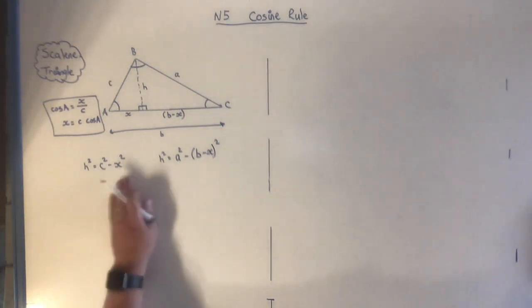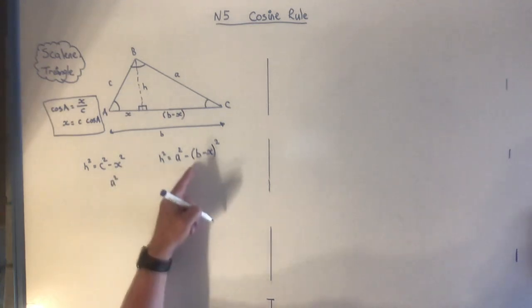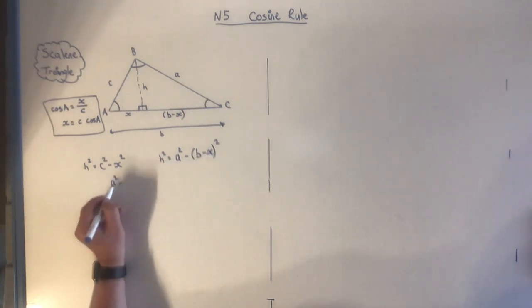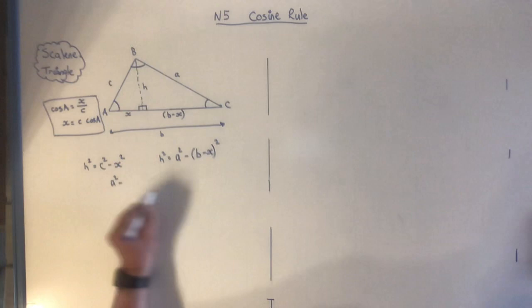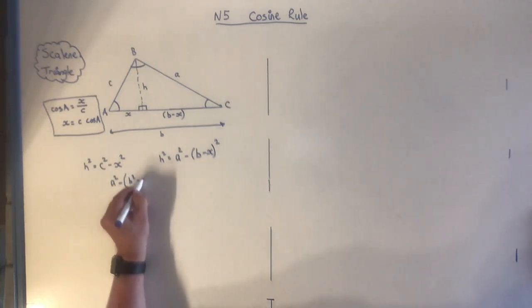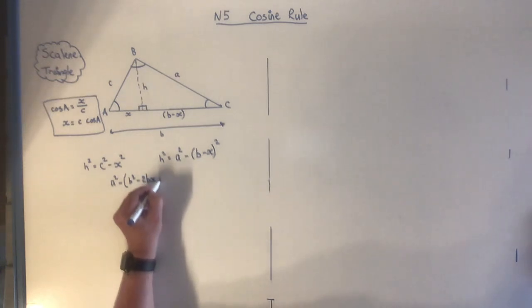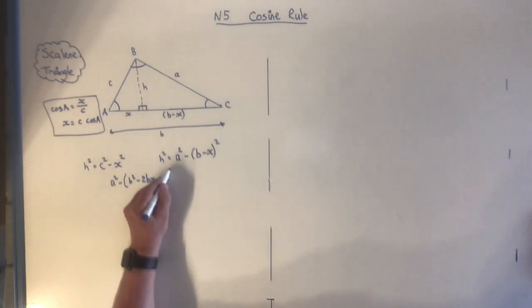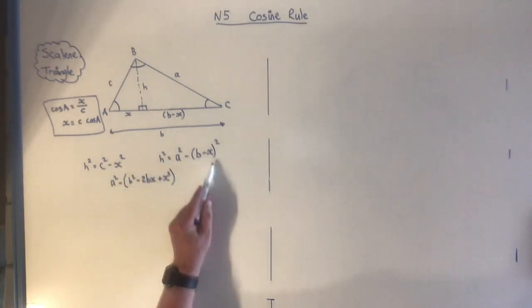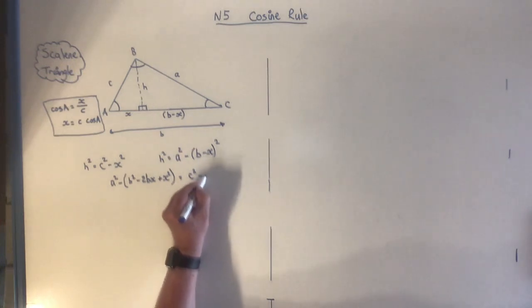So let's make these two equal to each other. So I'm going to write a squared, I'll write this one first, and I'm going to multiply this bracket out at the same time. I get b squared minus 2bx plus x squared. Okay, that's me multiplying that bit out. And that all must be equal to c squared minus x squared.